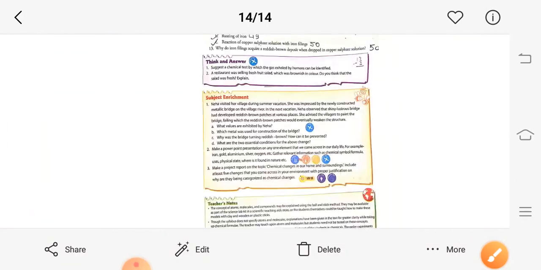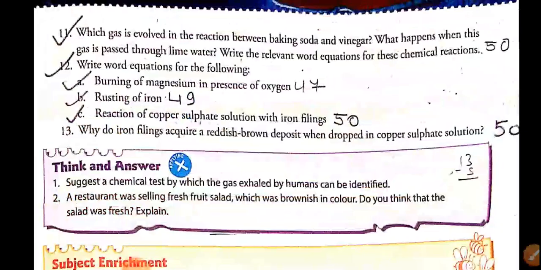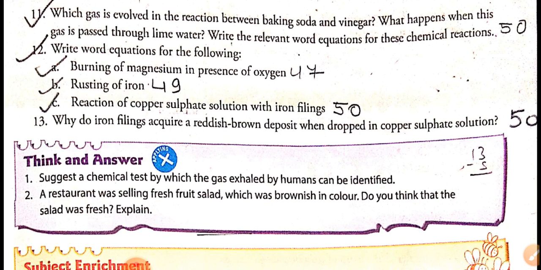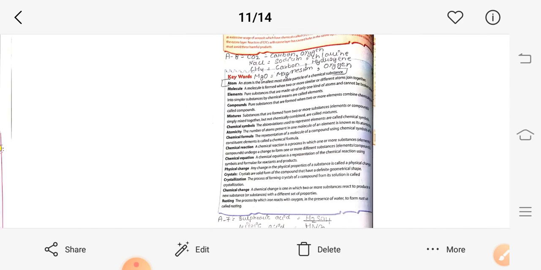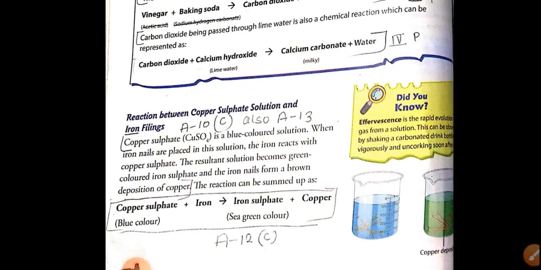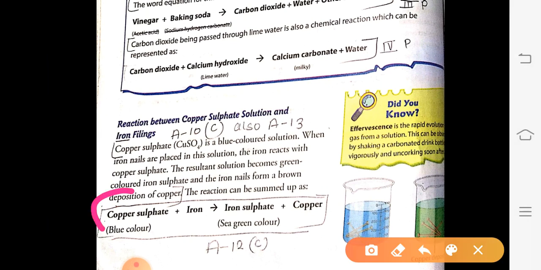Then 12 C, reaction of copper sulfate with iron filings. It is given on page 50. In this answer you will write: copper sulfate plus iron gives iron sulfate plus copper. This is 12 C.